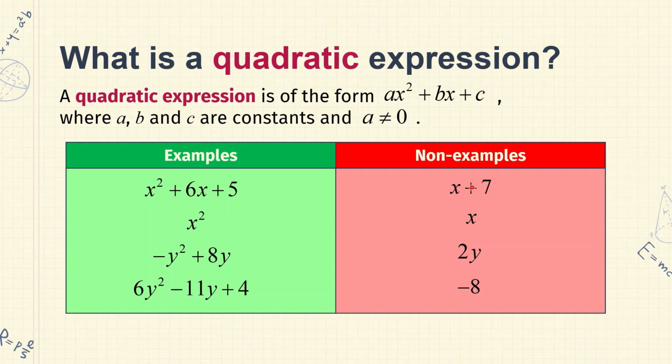And then for non-examples of quadratic expression, we have things like x plus 7 and x, or 2y and negative 8. Because we see that there is no power of 2 in any of the terms in the expression itself. So that helps us to do a very quick recap on what is a quadratic expression.